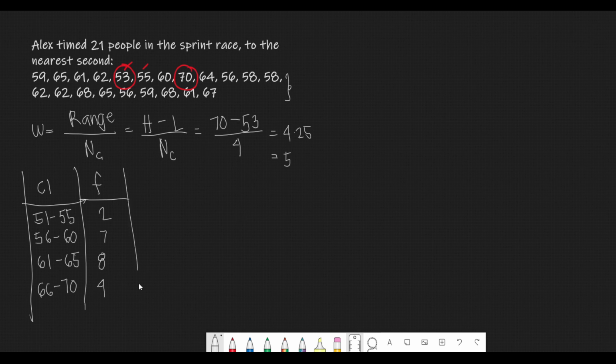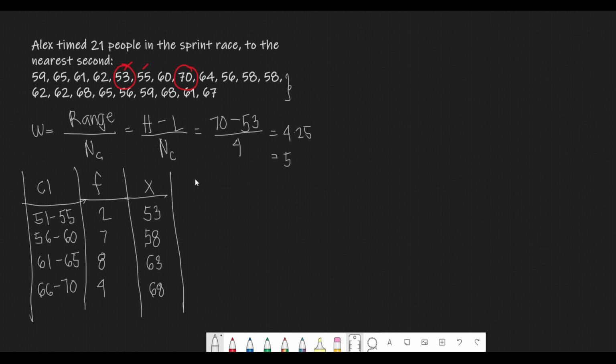After doing this, we apply the rules or the steps that we have used in the last video. So we get the midpoint of the class interval. The midpoint for 51 and 55 is 53. This should be 58. Next would be 63. And 66 to 70 is 68.